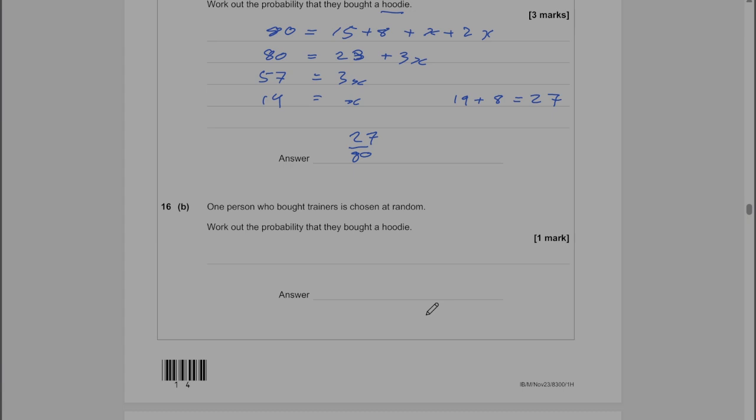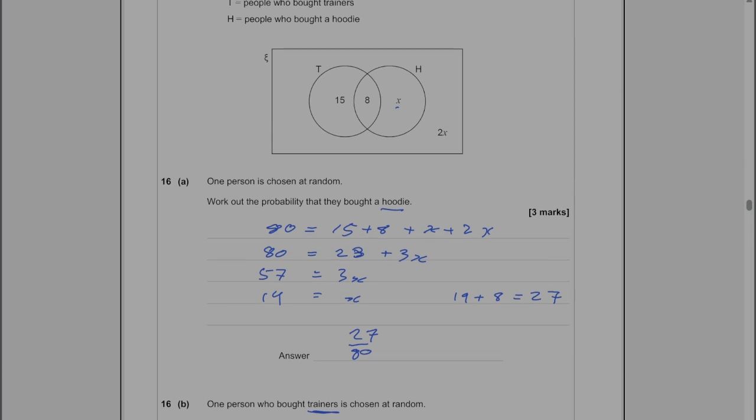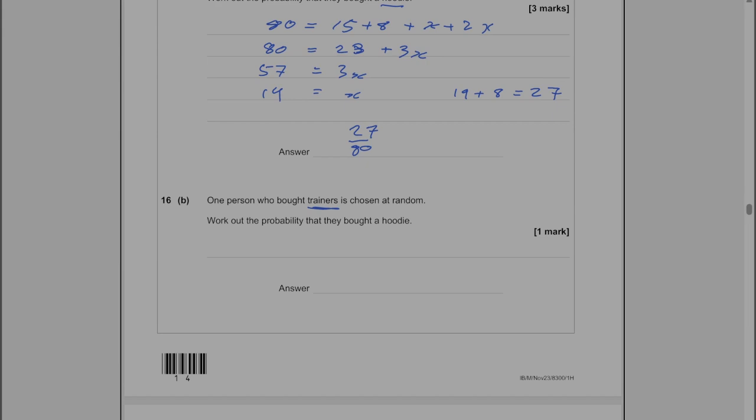Part B, one person who bought trainers is chosen at random. Work out the probability that they bought a hoodie. So because we're saying that they bought trainers, that's going to be the number of people that bought trainers, which is going to be 15 plus 8. So that's going to be 23. And we're looking at 8 out of 23.